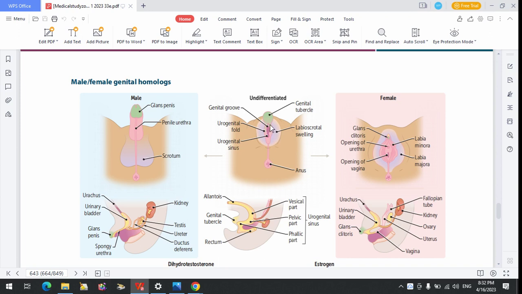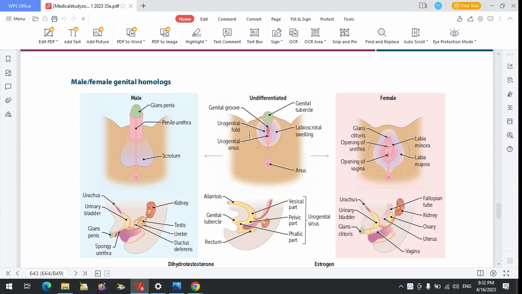So this genital tubercle will elongate and form the glans penis, like you can see here. If it's the female, it will remain like this and form the glans clitoris. It will not elongate. So that means the homologue of the glans clitoris is actually the glans penis.